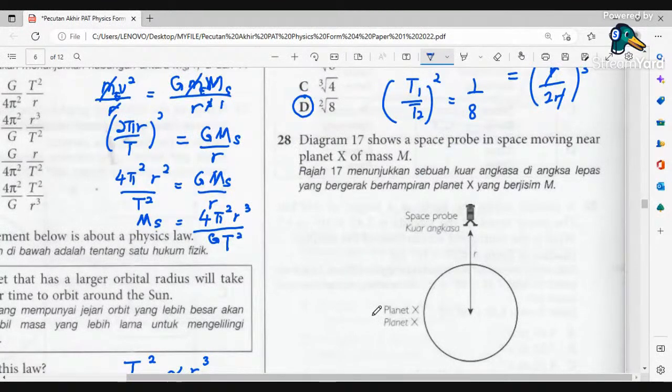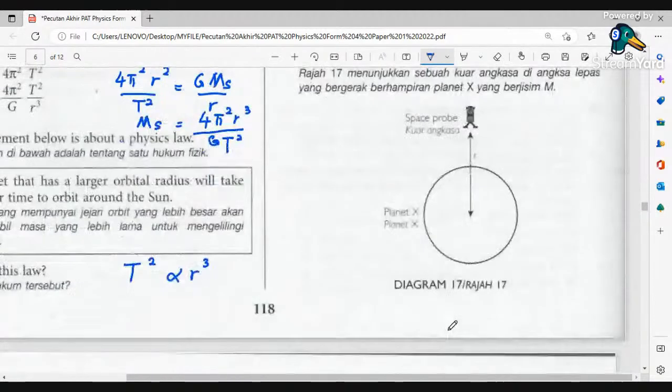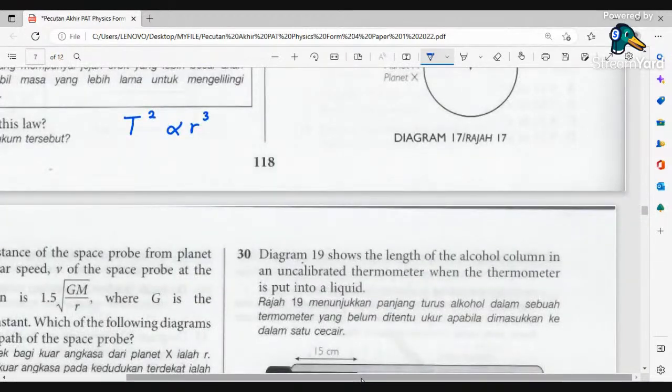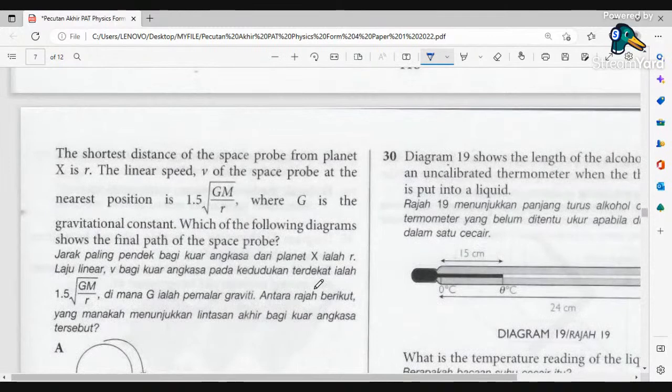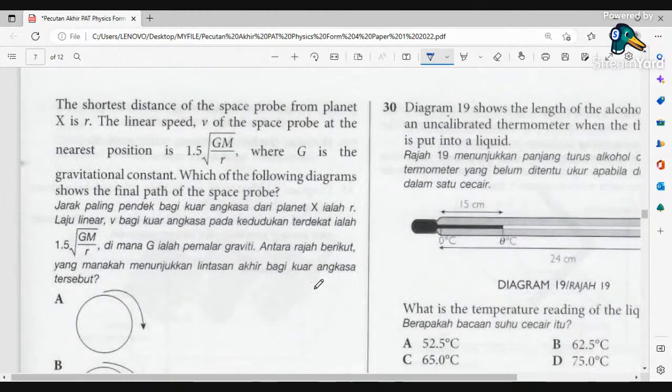Number 28. A space probe is moving near planet X of mass m. The shortest distance of the space probe from planet X is r. The linear speed v of the space probe at the nearest position is given. G is the gravitational constant. Which of the following diagrams shows the final path of the space probe?